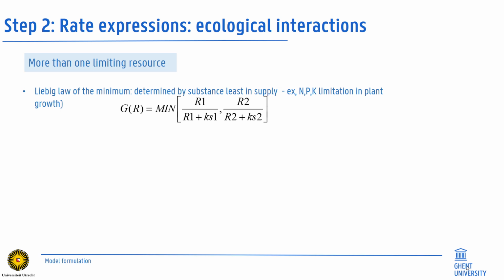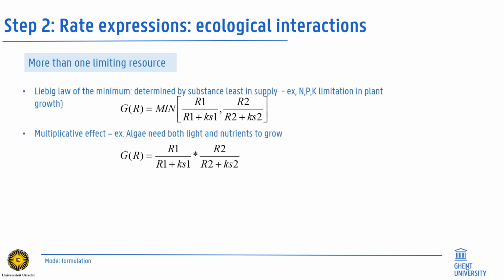These can take the form of the eventual uptake being limited by the one least in supply. Think for instance of plants being limited by the lowest level of nitrogen or phosphate. This is what we call the Liebig law of the minimum. Second, both limiting factors may be multiplicative, so strengthening the eventual uptake. Algae need for instance both light and nutrients to grow.